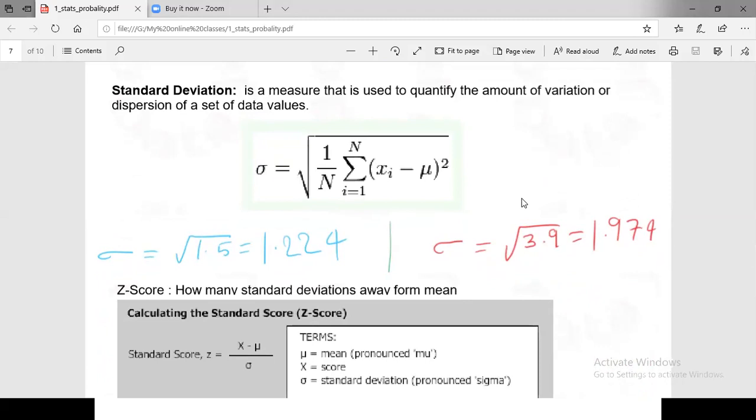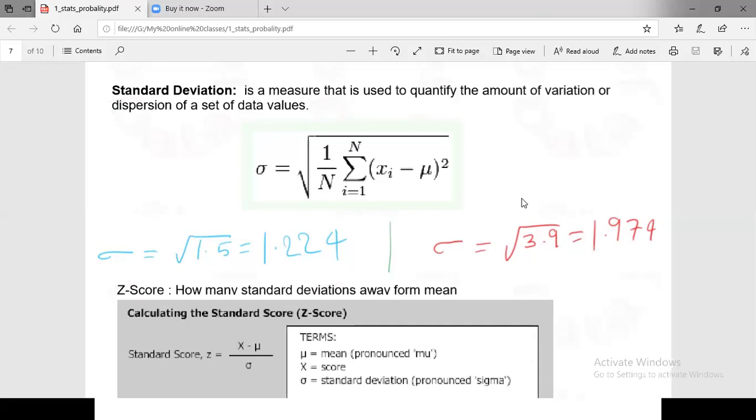What is the standard deviation? Standard deviation is always the root of variance. So why do we apply the root of variance? Variance can be found, but we can't give the exact distance between the data points and the mean. That can be calculated by using the standard deviation. It is a measure used to quantify the amount of variation or dispersion of a set of data values, that is, the spread of the data values. Sigma equals root of variance.